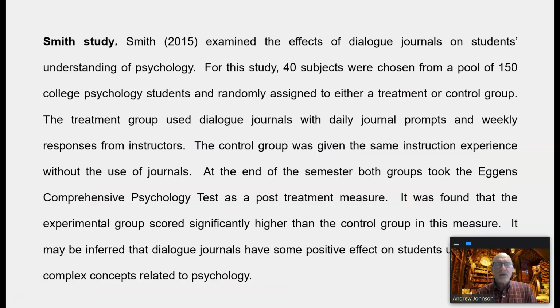Here's an example of a research article. Smith examined the effects of dialogue journals on students' understanding. For this study, 40 subjects, all right, that is the subjects, were chosen from a pool of 150, all right, randomly assigned to either treatment or control group. The treatment group used dialogue journals with daily journal prompts. The control group used the same instruction. Okay, you get a sense of this research study. You see the elements there described.